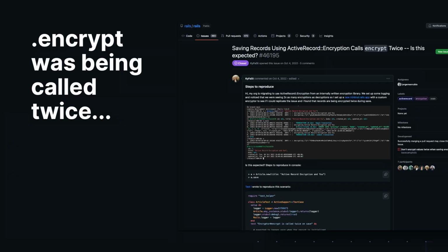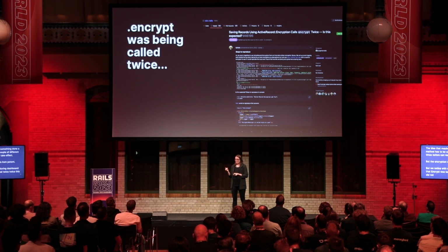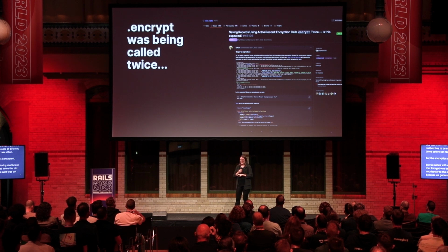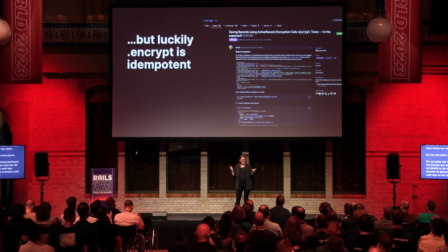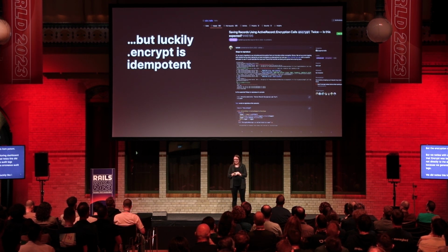So we also noticed, and this was the red herring, we thought perhaps our issue was idempotency, right? The idea that maybe to get something done, a method has to be called a couple of different times before it can really fully take effect. But the encrypt method is idempotent. We noticed with our monitoring dashboard that encrypt was being called twice. This did not directly contribute to the erroneous audit logs, but because we generated these erroneous audit logs, we did notice this. However, luckily, like I said, encrypt is idempotent.